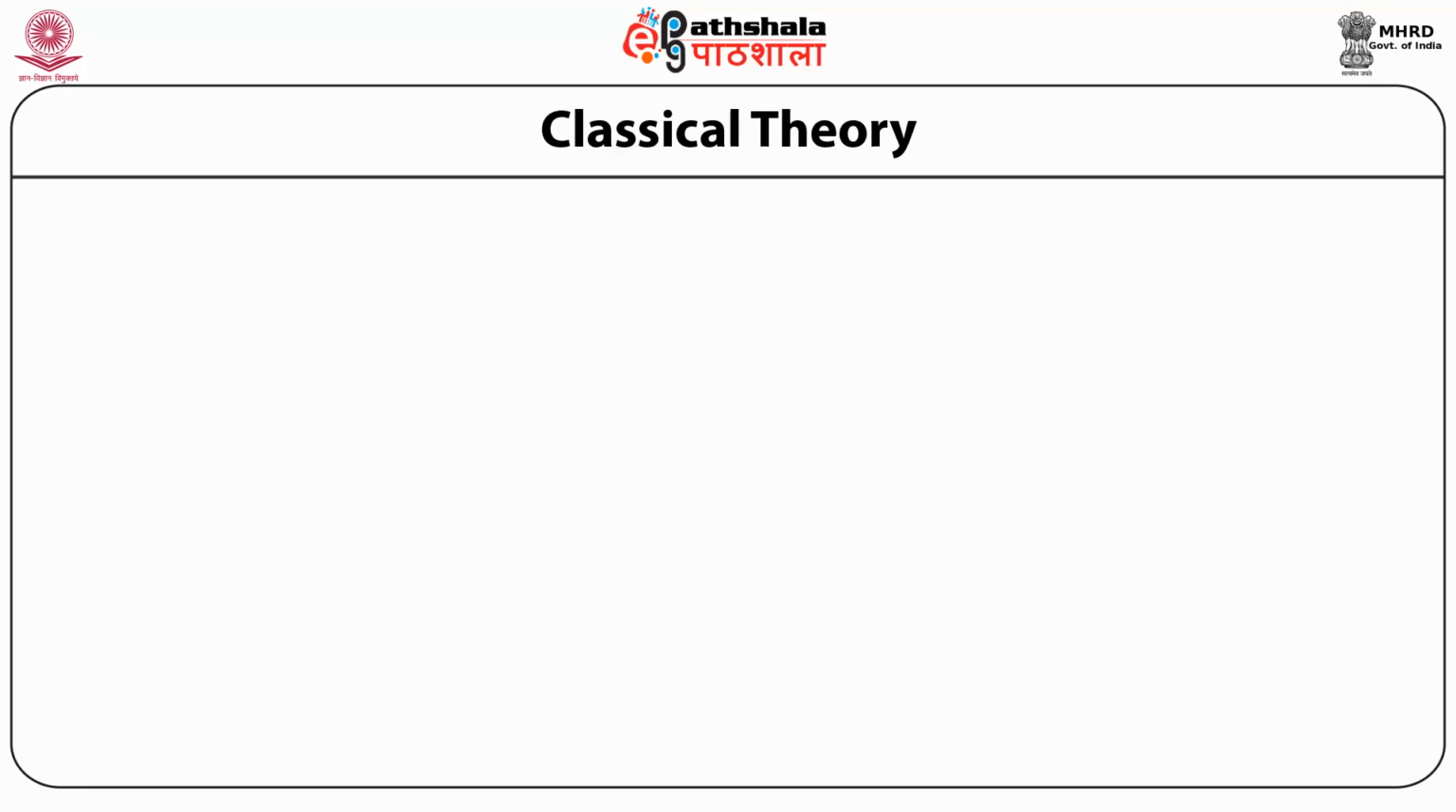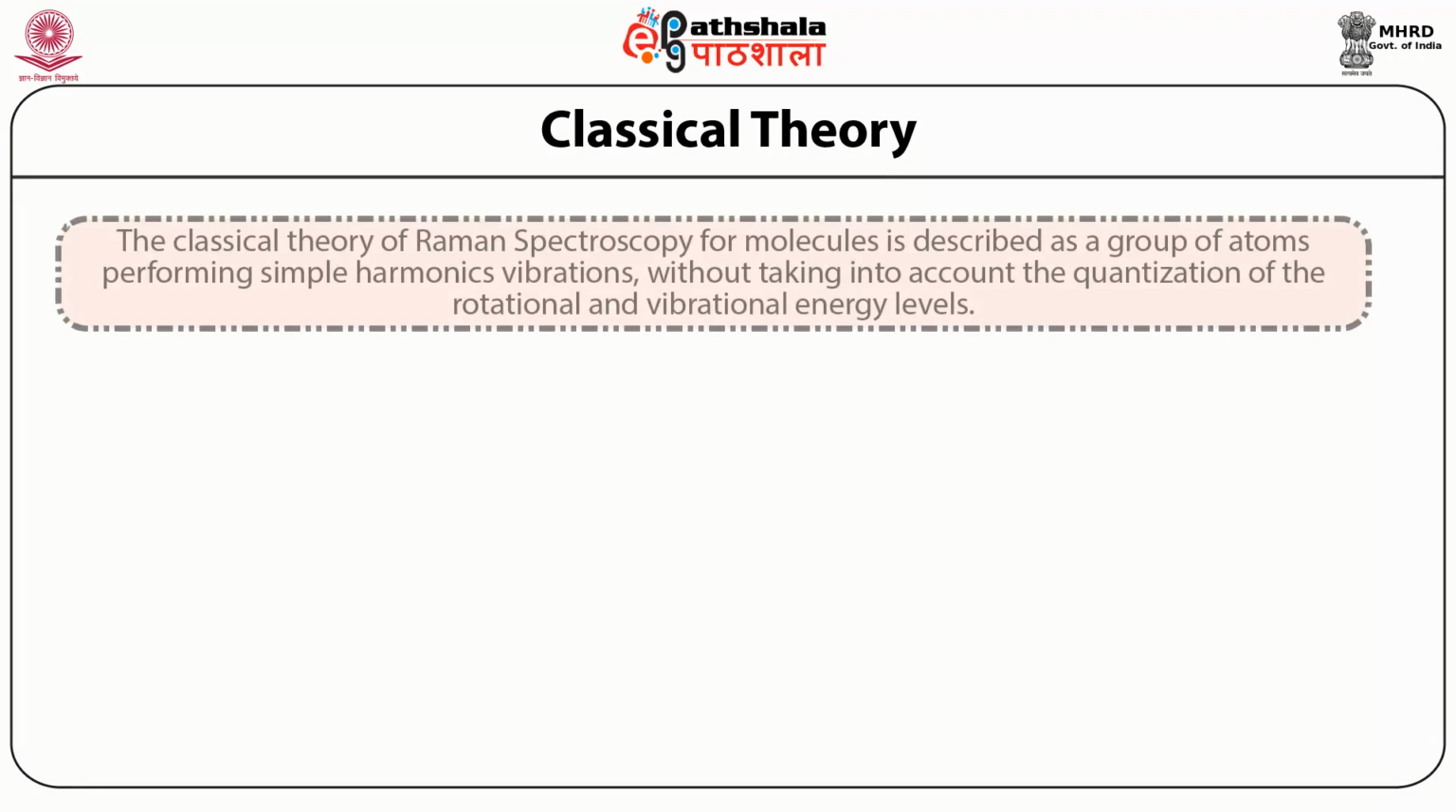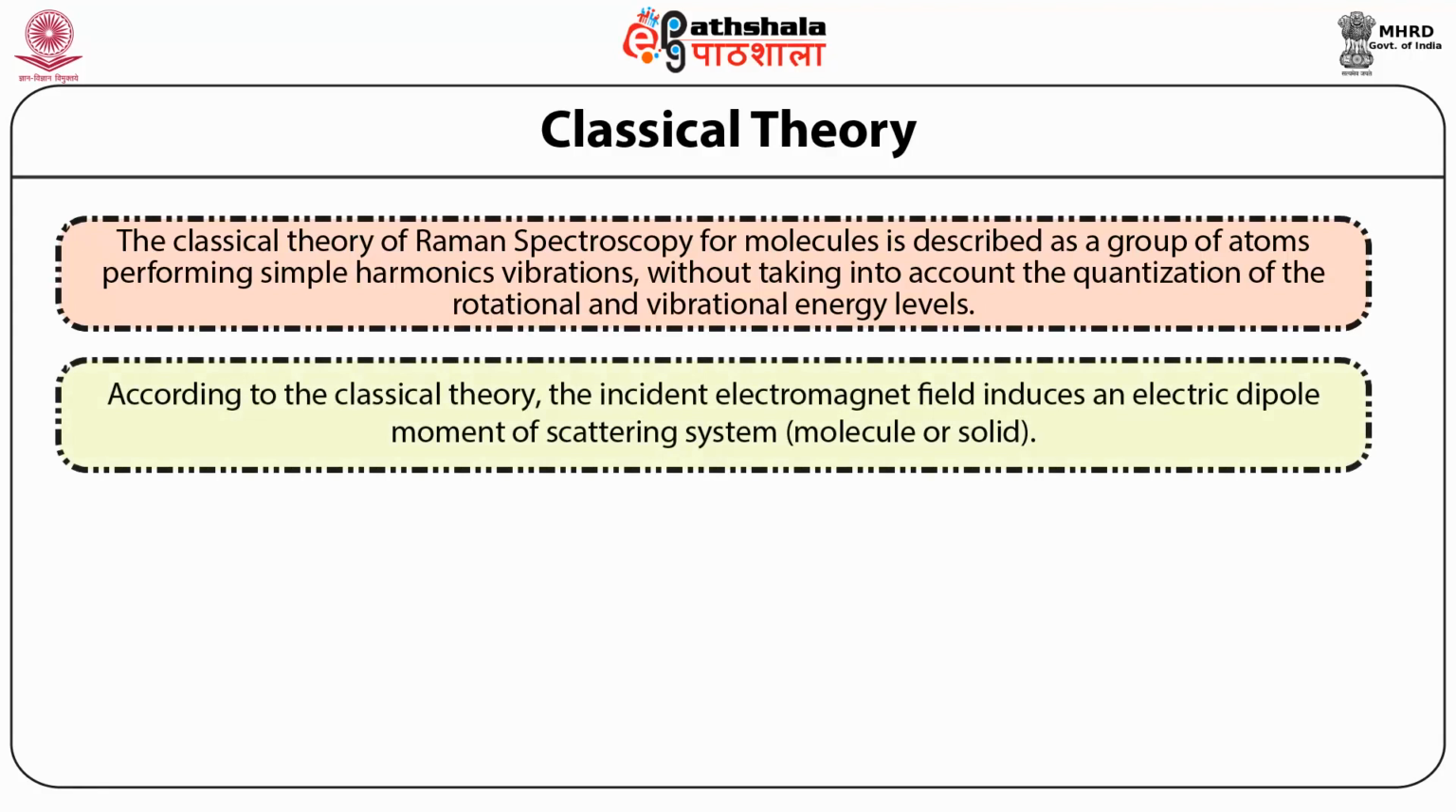There is a classical theory to understand. The classical theory of Raman spectroscopy for molecules is described as a group of atoms performing simple harmonic vibrations without taking into account the quantization of the rotational and vibrational energy levels. According to the classical theory, the incident electromagnetic field induces an electric dipole moment of the scattering system. Molecule or solid, anything can be a scattering system.